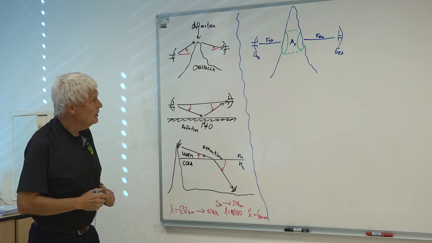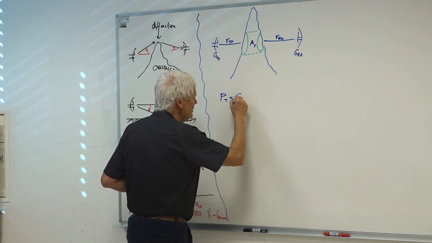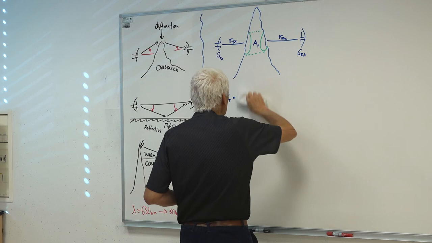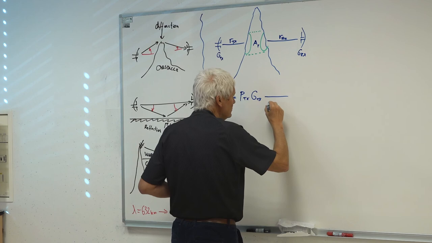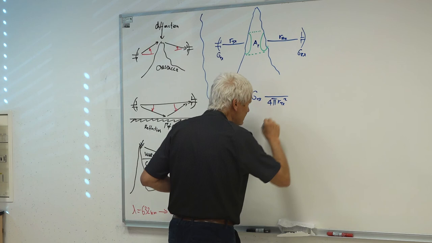Now let's calculate this link. What do we get? What amount of power do I get in the tunnel? The power in the tunnel is the power of the transmitter times the gain of the transmitting antenna, divided by 4 pi r transmitter squared, multiplied by the area of the tunnel.